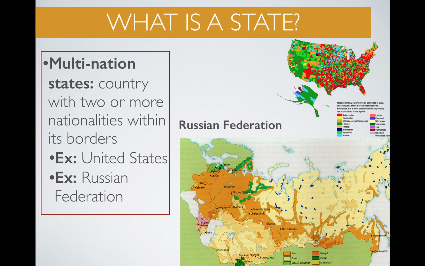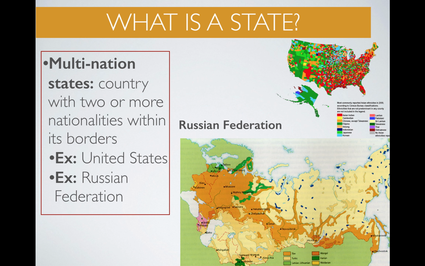Easy example, United States, right? Plenty of different ethnic groups and culture groups that live within the United States and peacefully coexist within one state. Another excellent example would be the Russian Federation. That's technically the full name for Russia, the Russian Federation. Well, not full, but what the Russian Federation is known as.